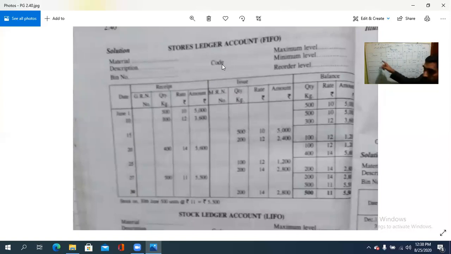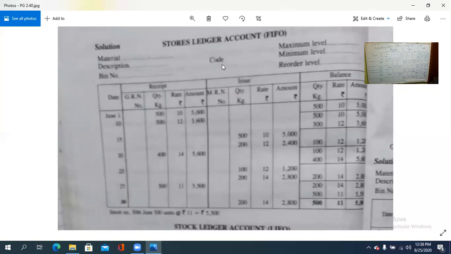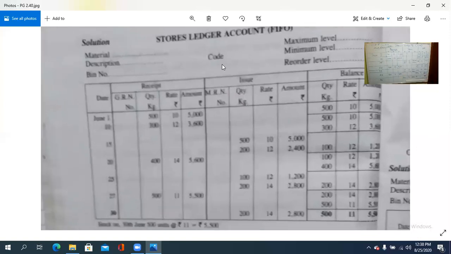See, final answer is how much? 5,500. See, it is 510 × 5,000, 312 × 3,600, then 510 × 5,000, 212 × 2,400, then out of this 300, 200 is issued, because 500 is already taken from the first lot, and out of the 300, 200 is taken, so the balance is 112 × 1,200. So on June 15th, the closing balance is this.